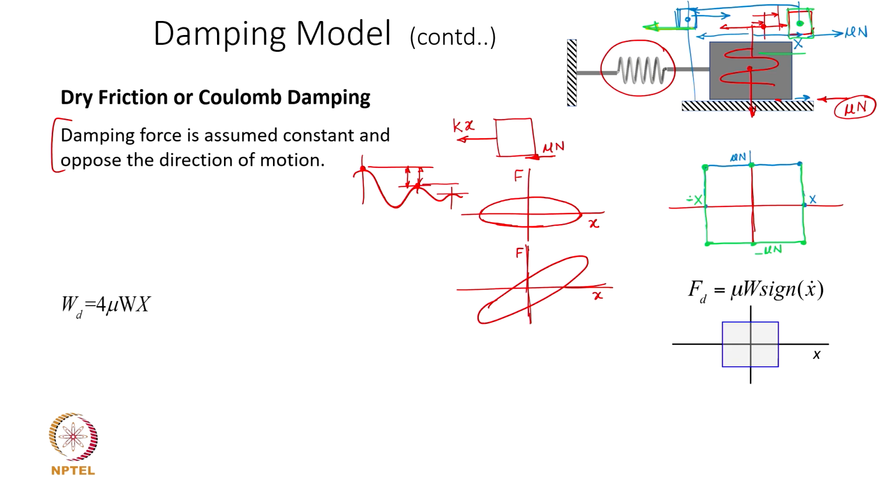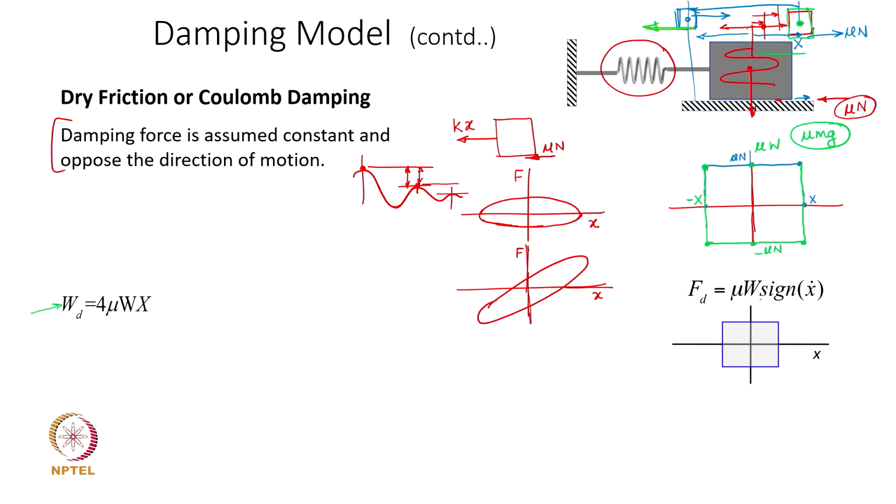So, this rectangle obviously has the energy dissipated in a cycle given by 4 mu W x. You can see that this mu N is nothing but mu times W, or mu times mg, and that gives us the area within this rectangle to be 4 mu W x.